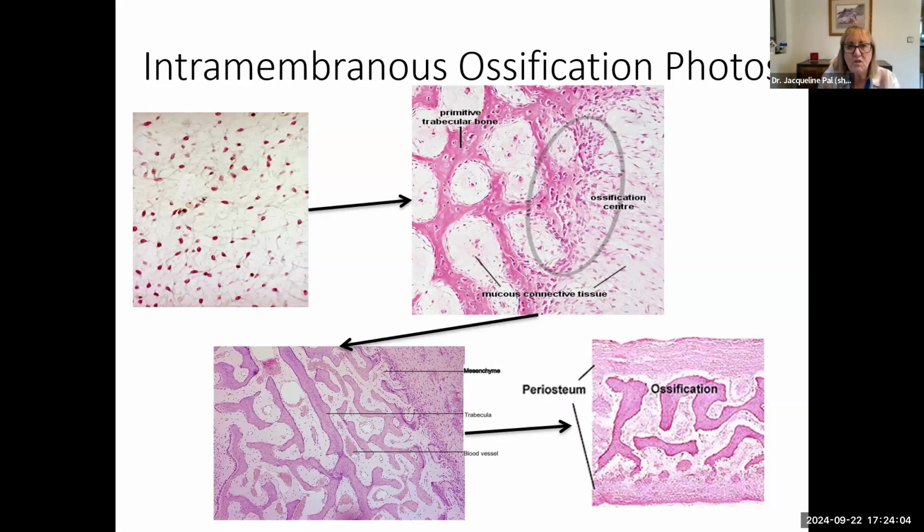So take these pictures and talk yourselves through all the steps. And remember, because this is starting with mesenchyme, and we're only using osteoblasts and osteocytes, this is intramembranous ossification. And only after you've talked yourself through this and you totally understand this one, should you move on to the second one.